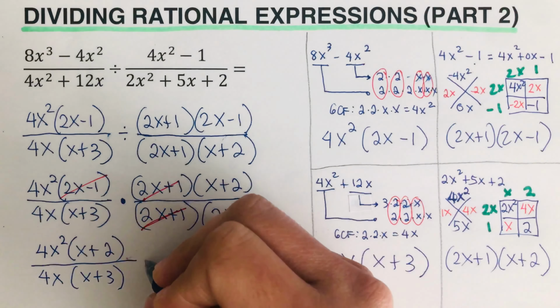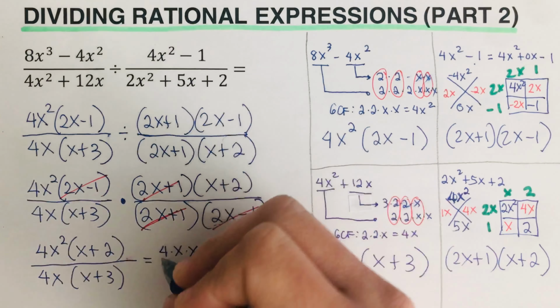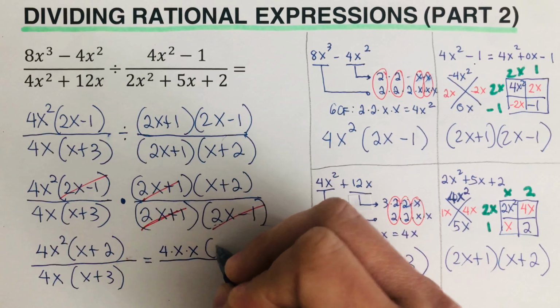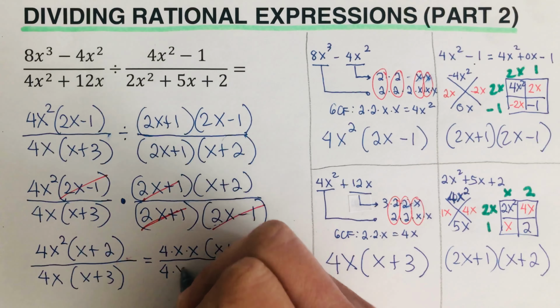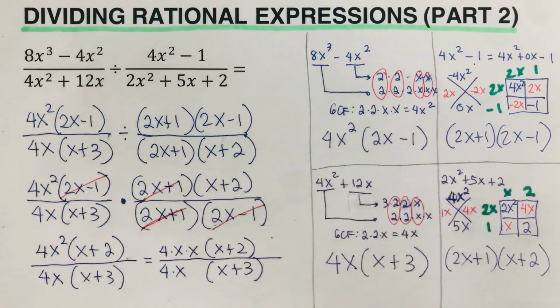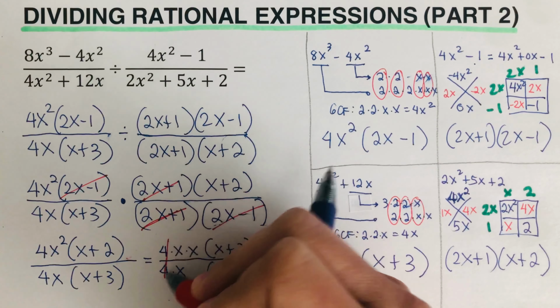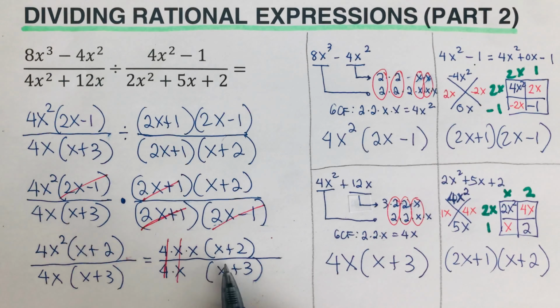So then we can go ahead and simplify this some more. That would be 4 times x and x, so there are 2 x's, and then multiply the x plus 2, and then this would be 4 times x, and then multiply that by x plus 3. And so we can cross out the 4 and the x. So the leftover is just x and then these two.